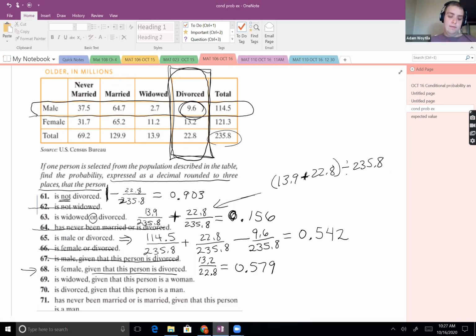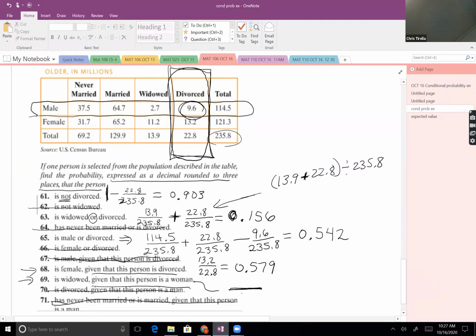Yeah. And then lastly, I want to look at 69. 69 asks, what's the probability the person is widowed, given the person is a woman? So given the person is a woman, I'm only thinking about women. So how many are in my sample space? 11.2. Tell me where you're getting 11.2 from. Those are the widowed women.